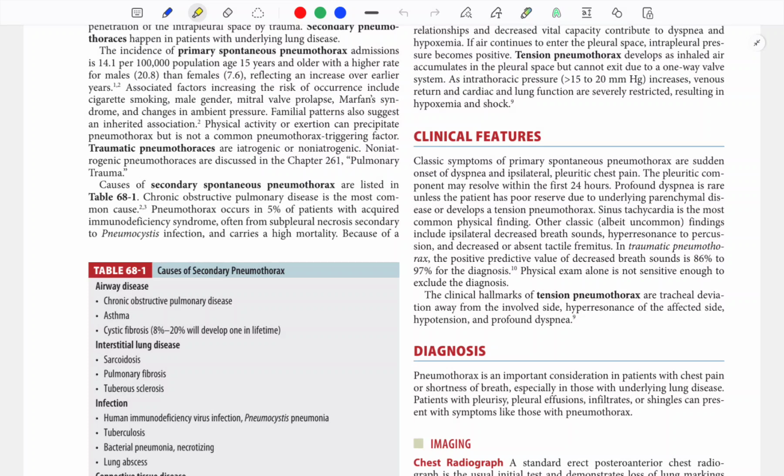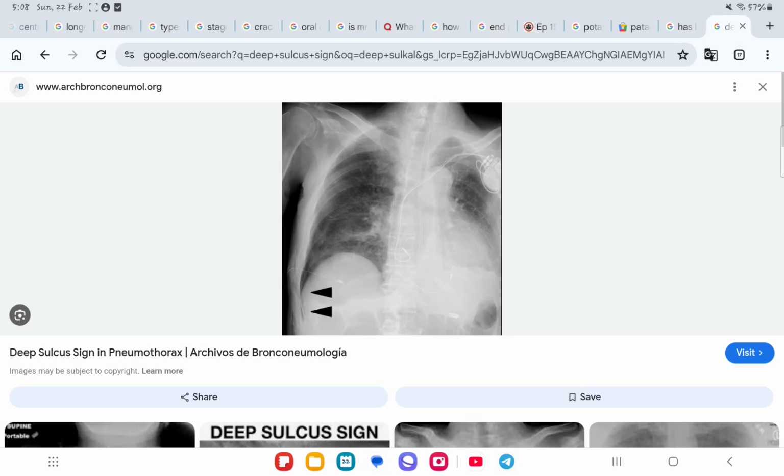Tension pneumothorax develops as inhaled air accumulates in the pleural space, but it cannot exit due to a one-way valve system. When intrathoracic pressure rises to more than 15 to 20 millimeters of mercury, the venous return and the cardiac and lung function are severely restricted, resulting in hypoxemia and shock. In critically ill patients who cannot move to an erect position, look for the deep sulcus sign as seen here, a profound lateral costophrenic angle on the affected side.